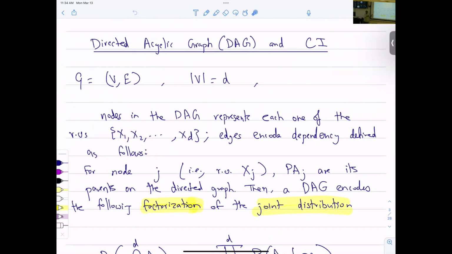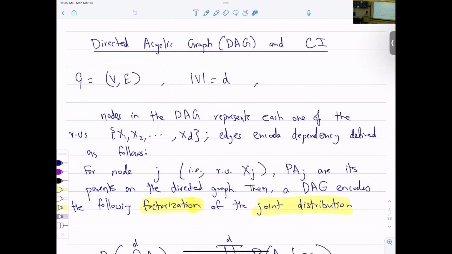Okay, so we have kept that aside. We have now gotten some way of algebraically testing for conditional independence. Now let's come back to DAGs. So I have a graph. V is a set of vertices, E is the set of edges. The number of vertices is d.